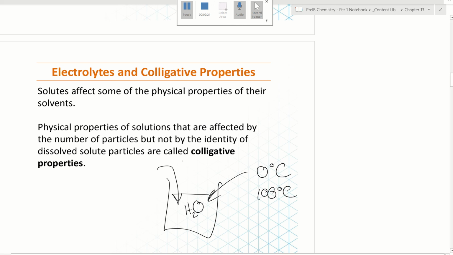They're called colligative properties, and the identity of the dissolved particle does not matter. It's interesting how two different solutes can dissolve into water and have the same effect. So it's not the identity, but the number of particles. And obviously in chemistry, anytime we're talking about the number of particles, we're talking about the mole.